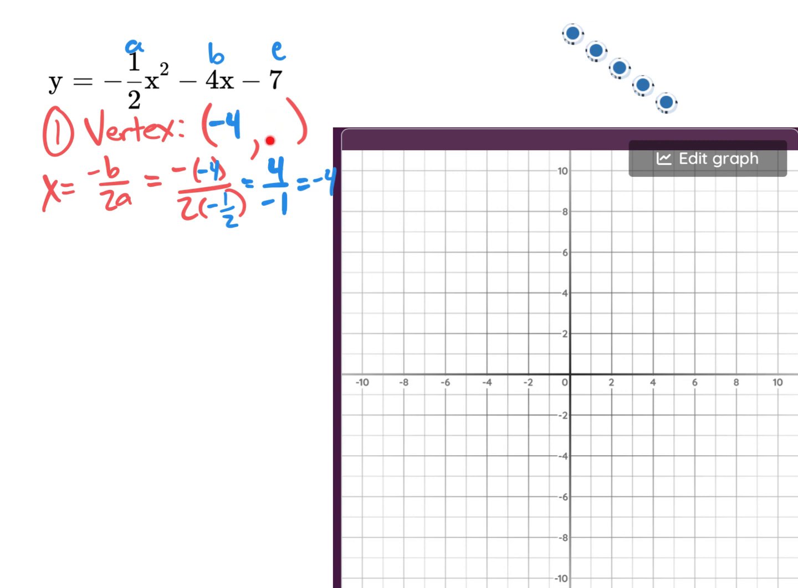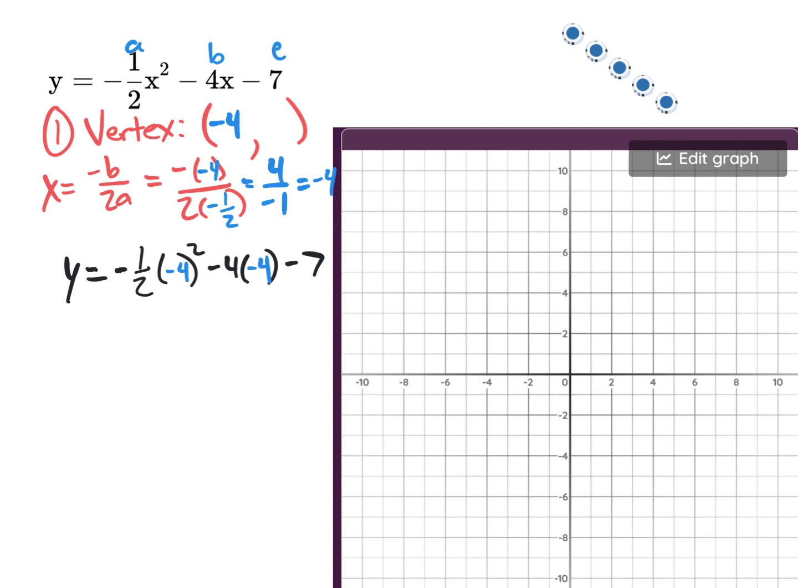Whenever you have an x and you want the y, all you have to do is plug the x value into the location where the x's are. So I would rewrite this whole thing, but with parentheses here, and then I would substitute the -4 into the parentheses. So that's what I'm going to do right now. I'm going to rewrite it. Y equals -1/2 x squared minus 4x minus 7. Now, in the parentheses, we are plugging in that x value that we found with the formula, -4. Then we're going to do the math.